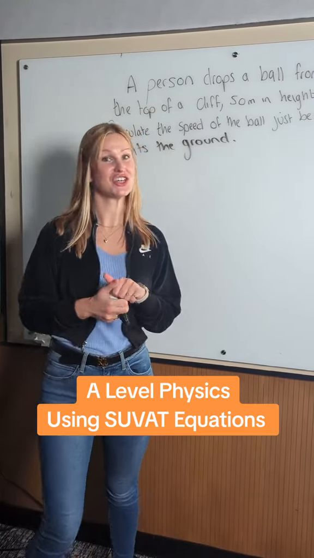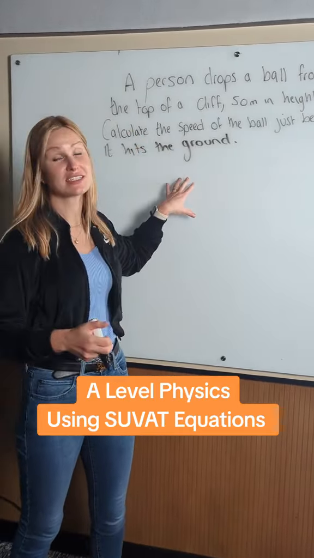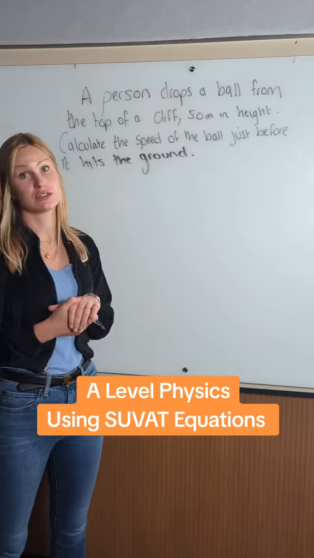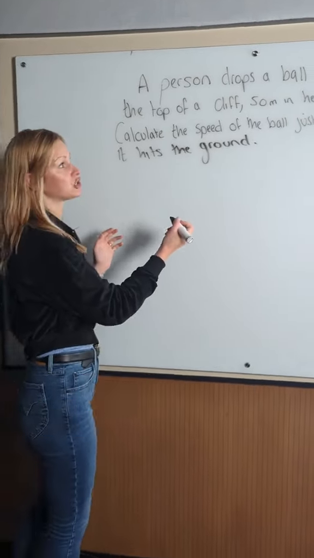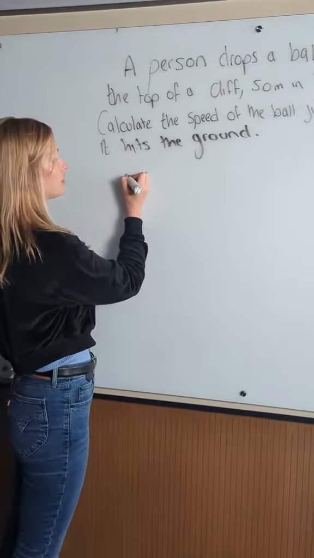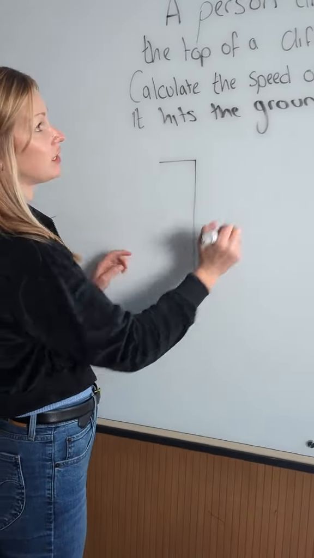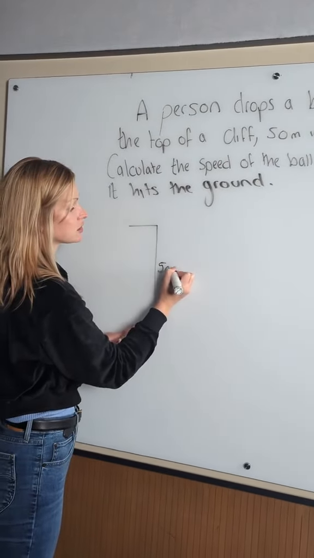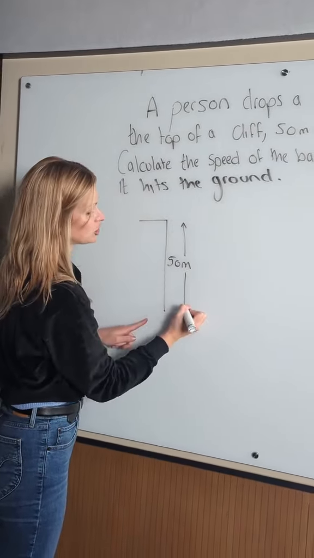So today we're going to see how we use SUVATs to solve the speed of the ball just before it hits the ground. Okay, so what I would do first is draw a diagram, because pictures always help me. So it says I've got a cliff and the cliff is 50 meters in height. So I'd write the 50 meters in height on my picture.